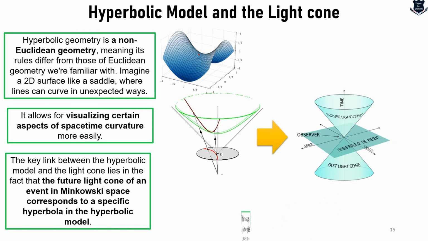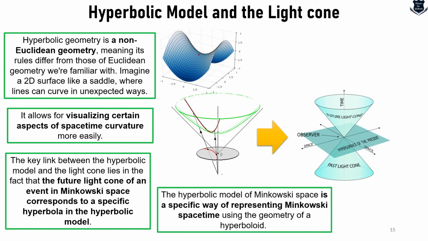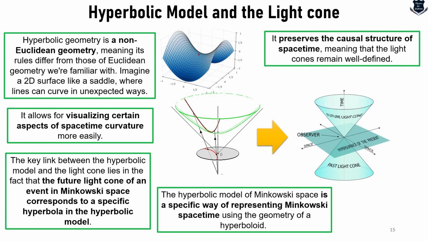in the hyperbolic model. Also, this is a very, very easy model to represent Minkowski space-time. If you take any other geometry, this kind of easy understanding won't be possible. And also it preserves the causal structure of space-time. What does that mean? That the light cones remain well defined. Now this is actually the interlinking between the hyperbolic model and the light cone.